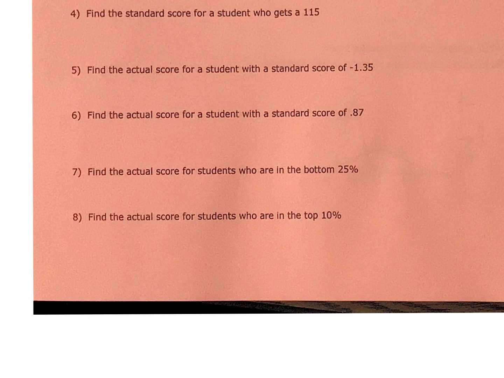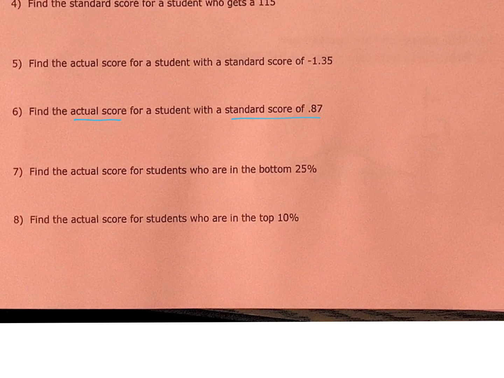I'm going to talk you through that number 6 just to refresh your memory. So it's saying find the actual score when we have the standard score. That's the z-score, in other words. Remember, standard score is equivalent to z-score. So that's saying that we have 0.87 is equal to some amount we don't know. That's what we're trying to figure out.